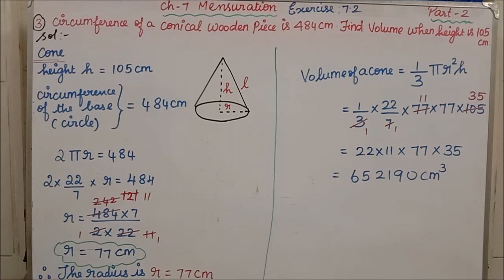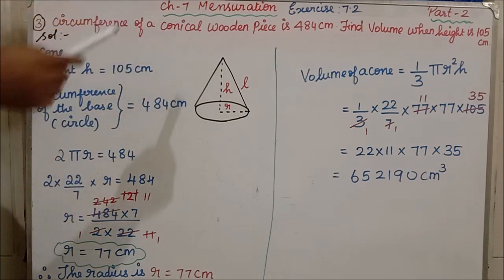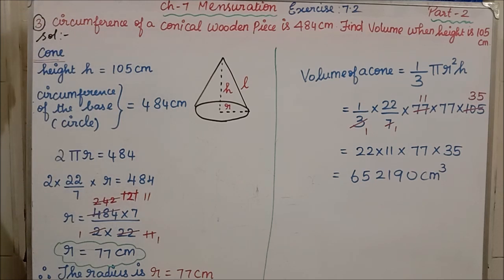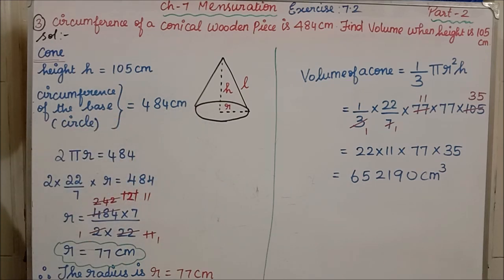So conical wooden piece means what? It will be in the shape of a cone. They are saying that the circumference of a conical wooden piece is 484 centimeter. So cone circumference means usually we have to see the bottom, which is the base. Here what is the base we are having for the cone? It is a circle. So the circumference of the circle value given in the question is 484 centimeter. And we are asked to find the volume of the cone.